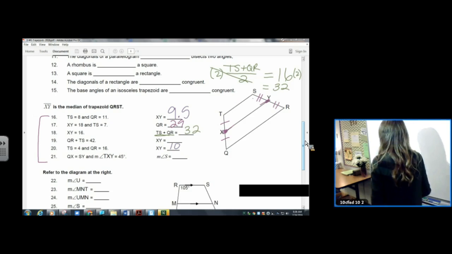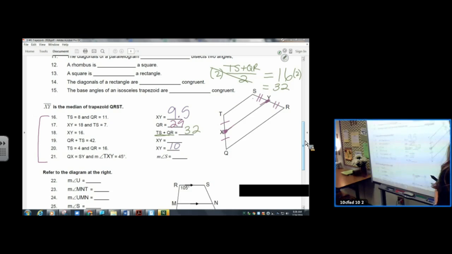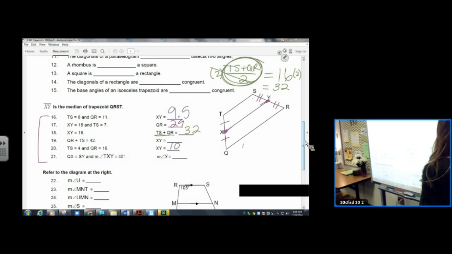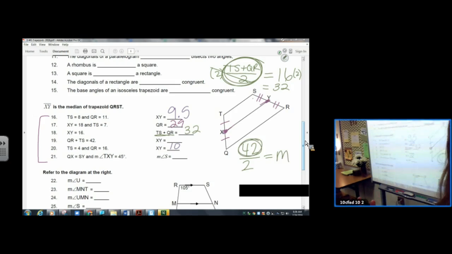Number 19, QR plus TS is 42. If we are using this formula again, we know that we add them up and we divide by 2, and it equals our mid-segment. We've already added them up. The addition has already been done. So we're really just doing 42 divided by 2.